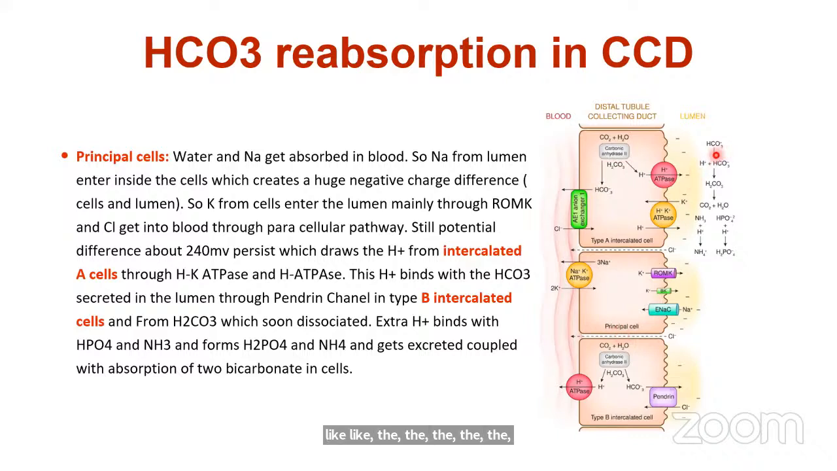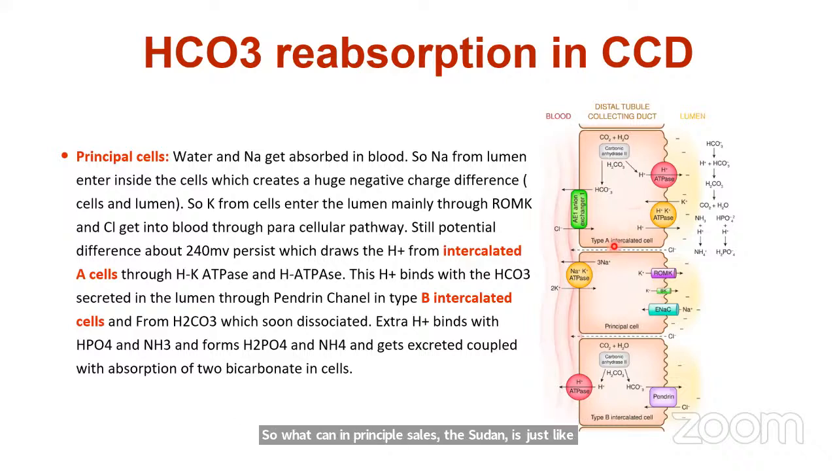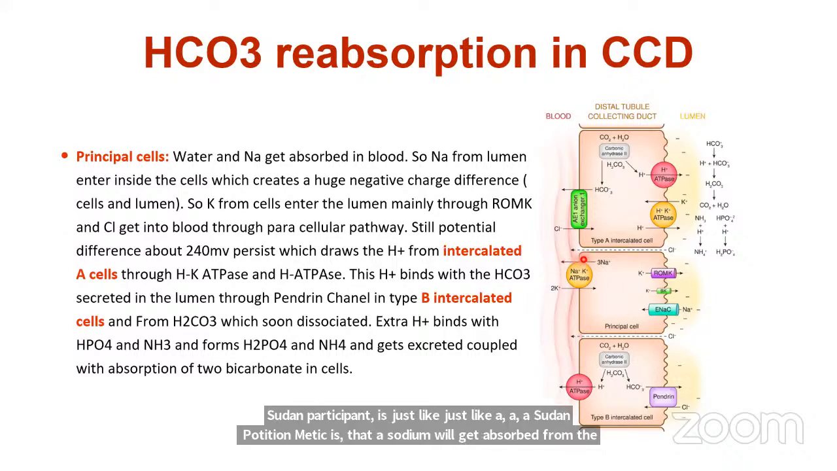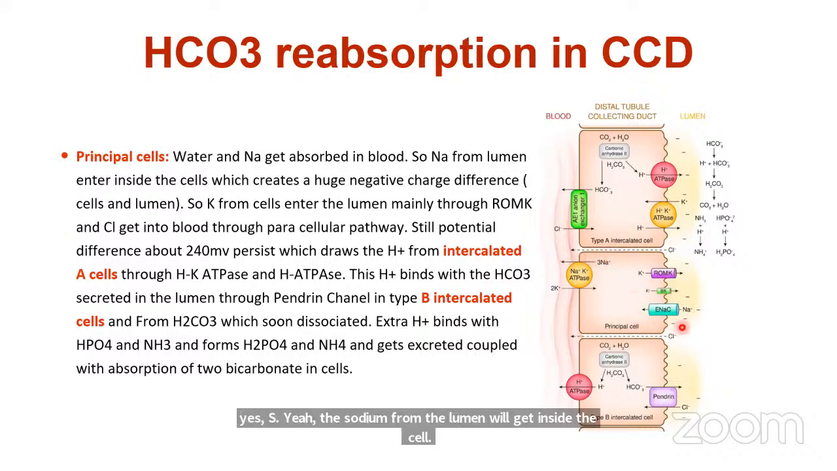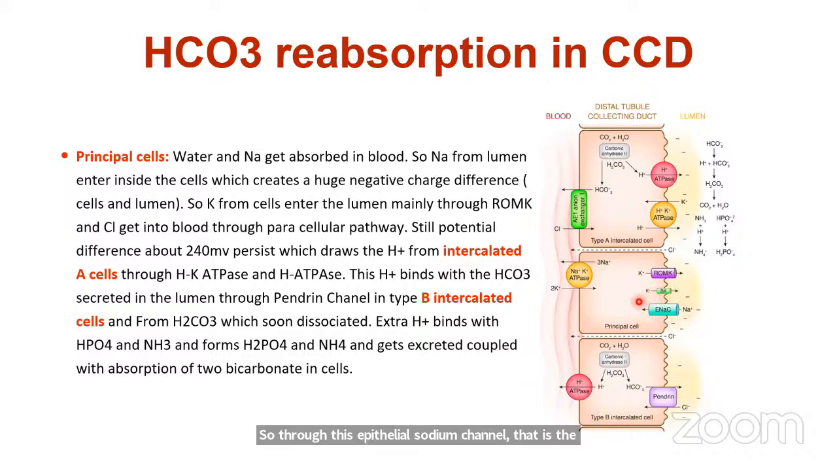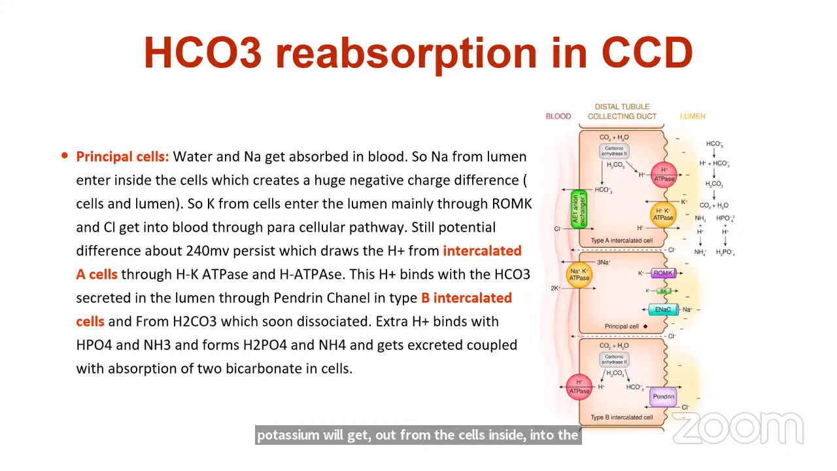So what happens in principal cells is that, just like the above slide, the sodium potassium ATPase absorbs sodium from the cells into the blood. So your cellular sodium will be less. So the sodium from the lumen will get inside the cells through the epithelial sodium channel. That is the site of mineralocorticoid activity. But to maintain electrical neutrality, your potassium will get out from the cells into the lumen. But still, the electrical neutrality will not be maintained, and there will be lots of negative charge inside the lumen.